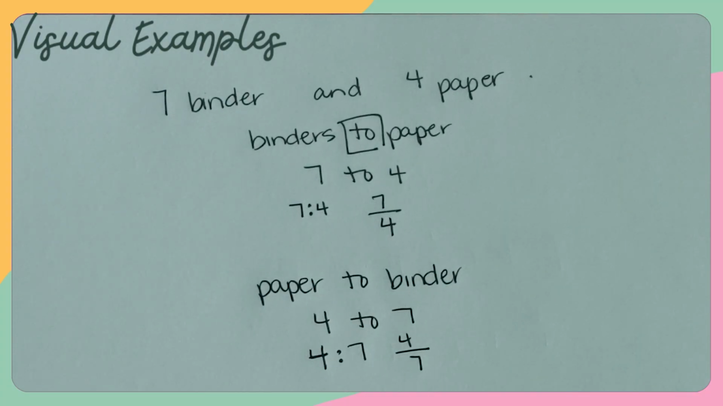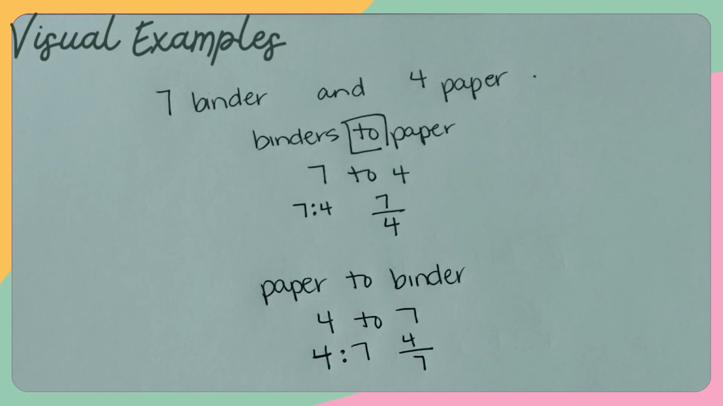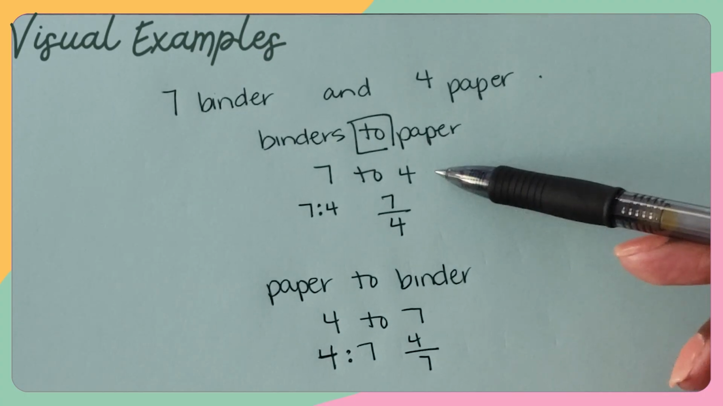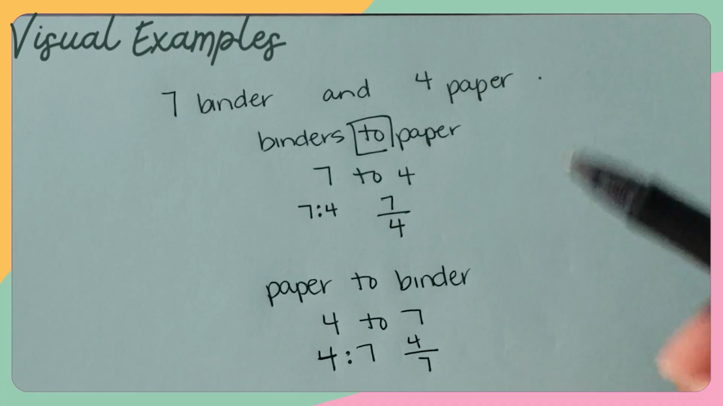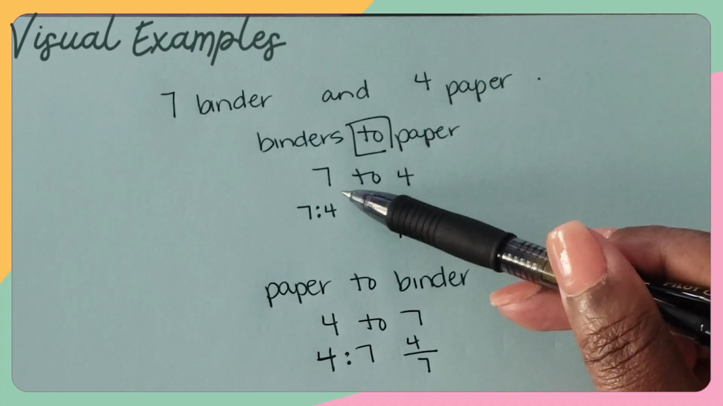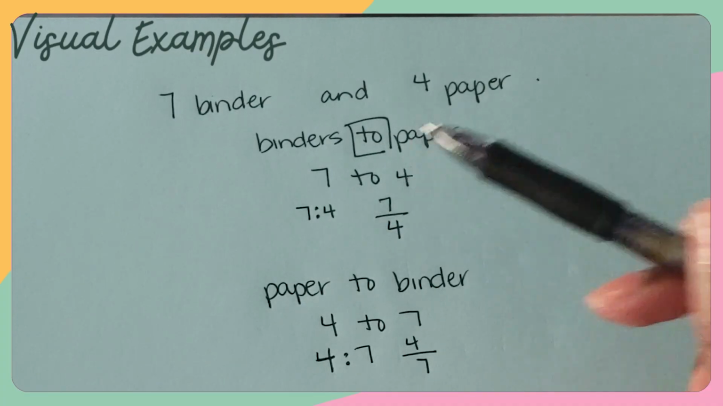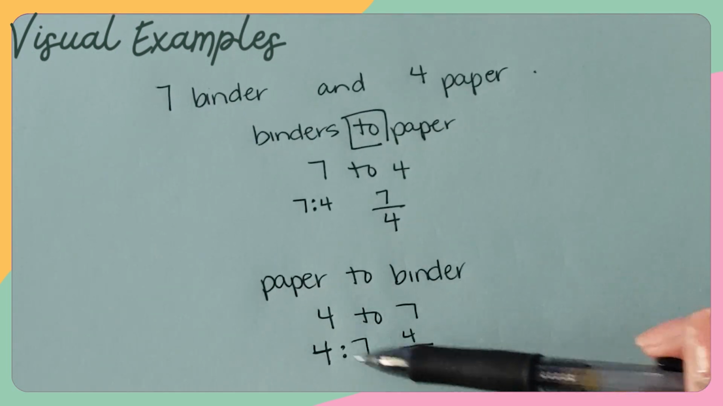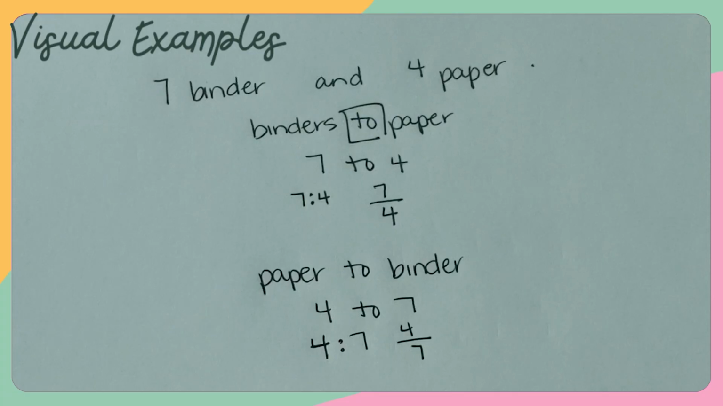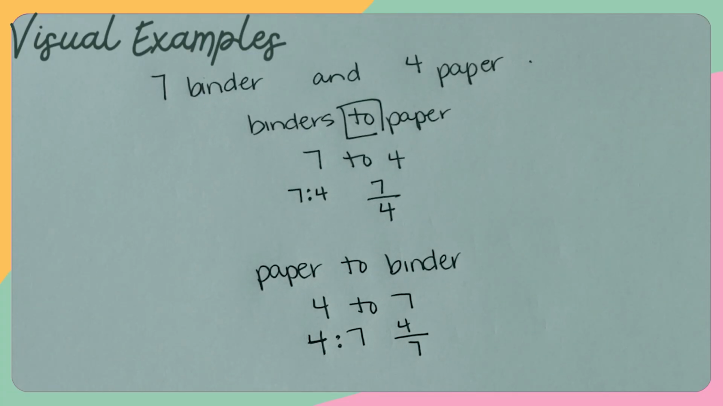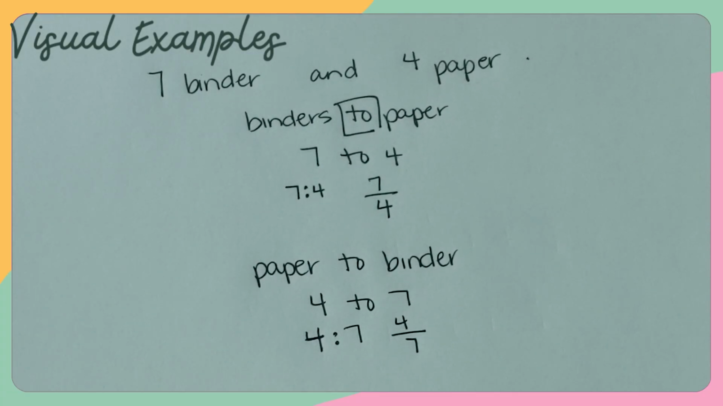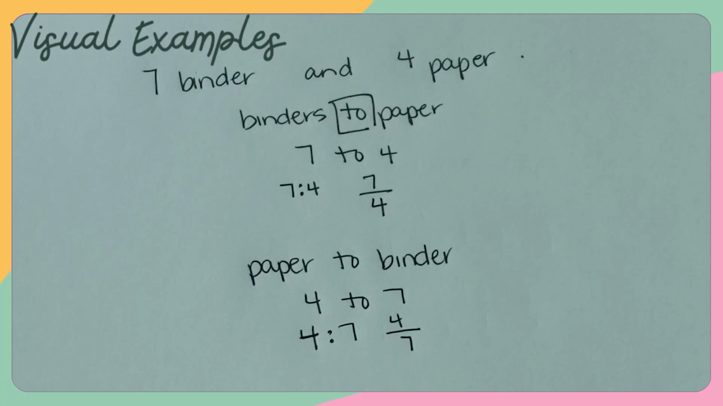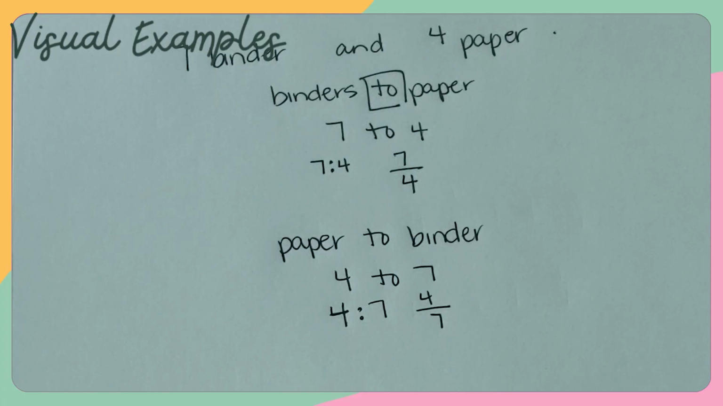The order does matter, guys. So make sure you're always putting them in the correct order. And it does not matter which way you decide to write it. They are all read the same way. So it is 7:4 for binders to paper clips, or 4:7 for paper clips to binders. That is how we represent our ratio.